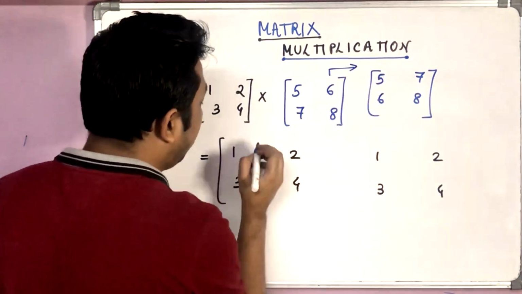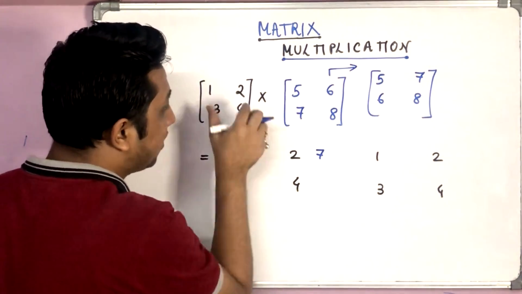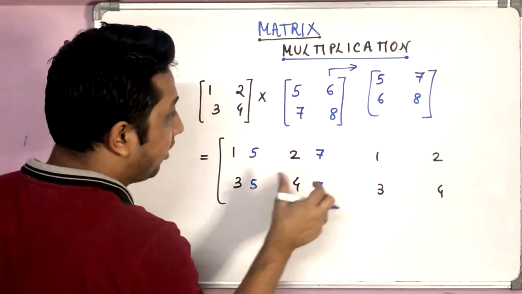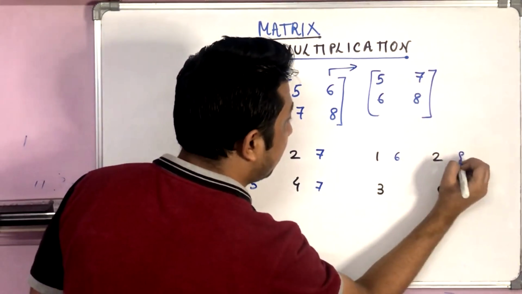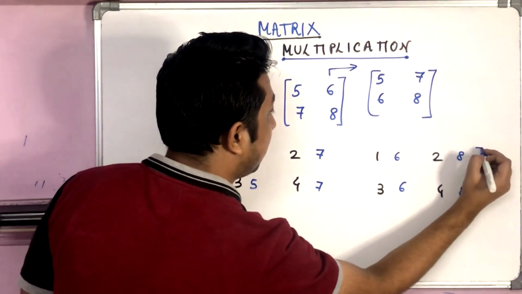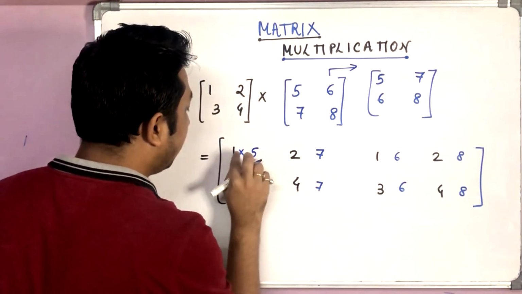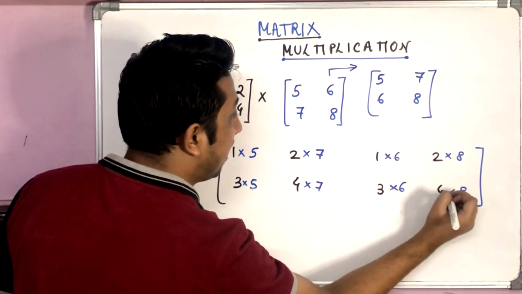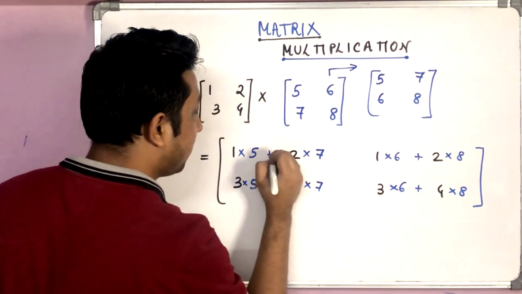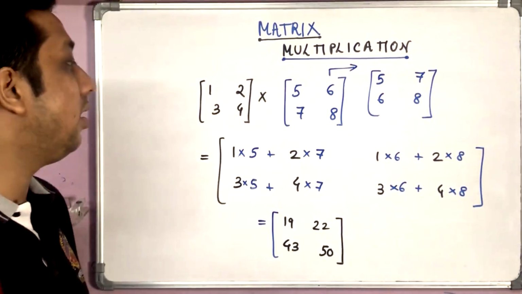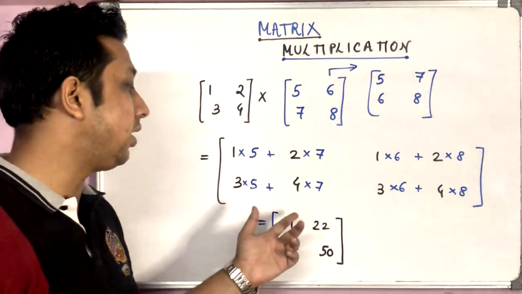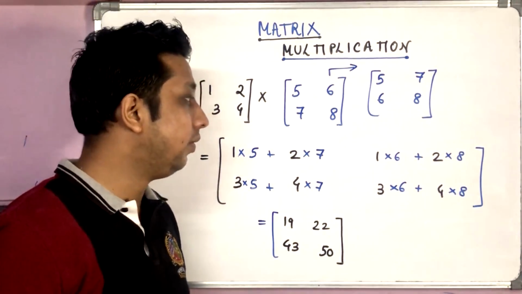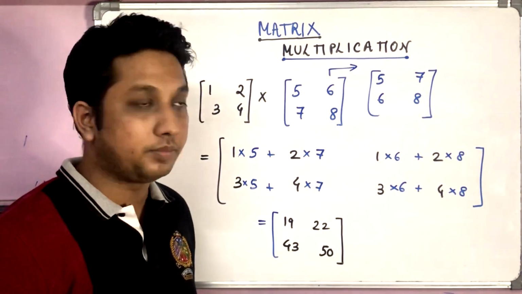Now place the elements of this row beside the elements of the previous matrix like this. So the first row will be placed here and the second row will be placed here and here. Now we simply multiply the corresponding elements and put the plus sign between the products. So after calculating, we get the result as 19, 22, 43 and 50, which we would have also got via the traditional method.